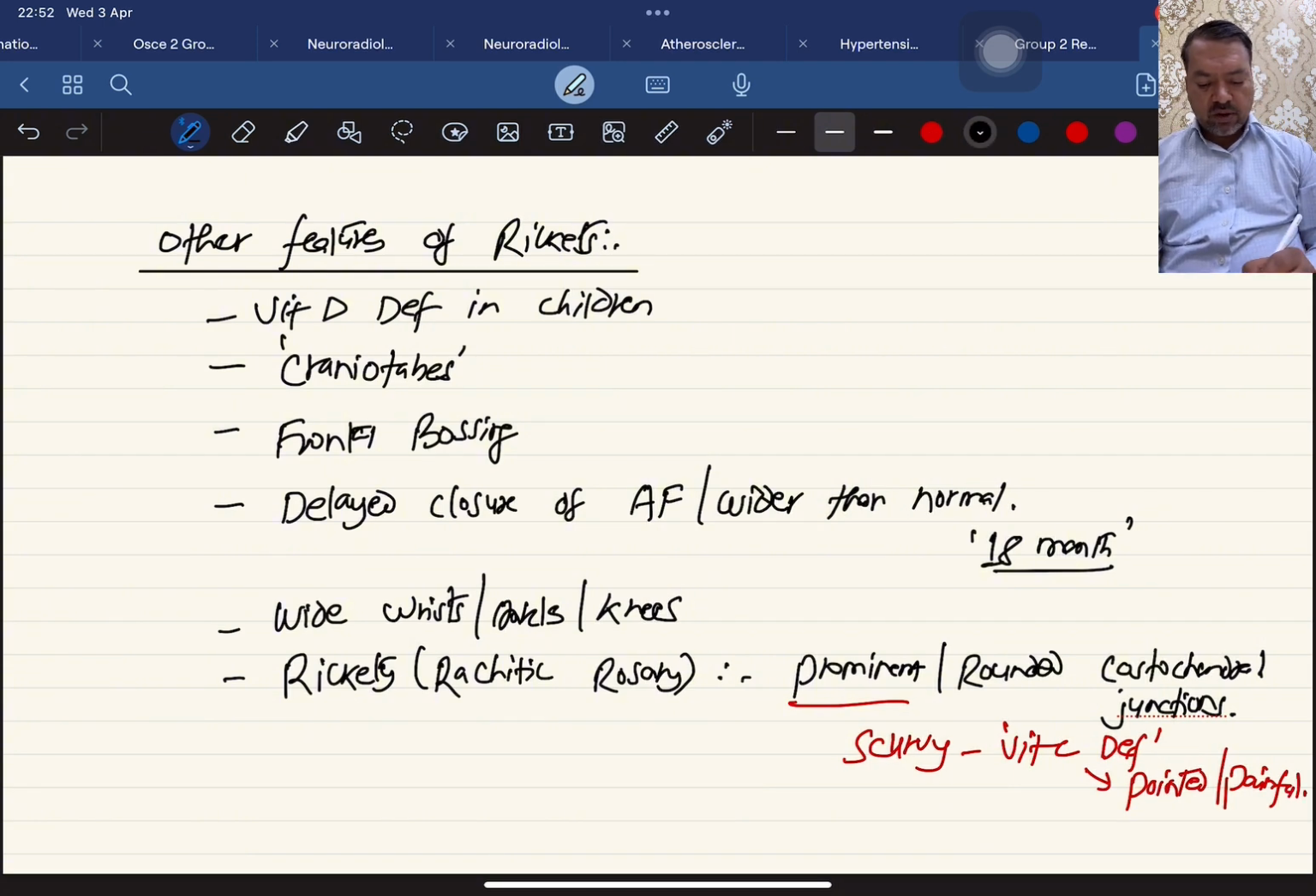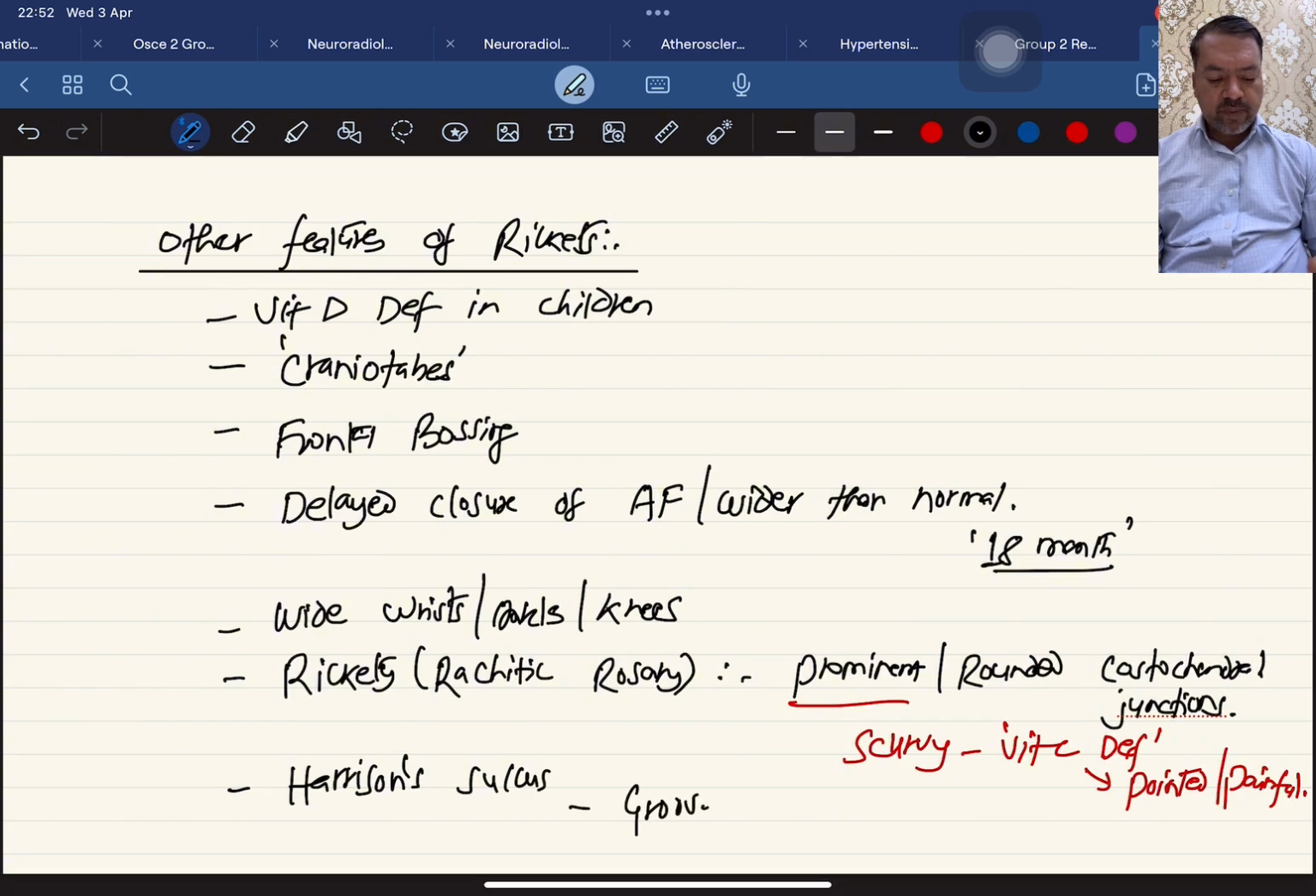Now another important point in rickets is Harrison's sulcus. Harrison's sulcus. So this is a groove formation, groove formation at the diaphragm area. This is also an important point.